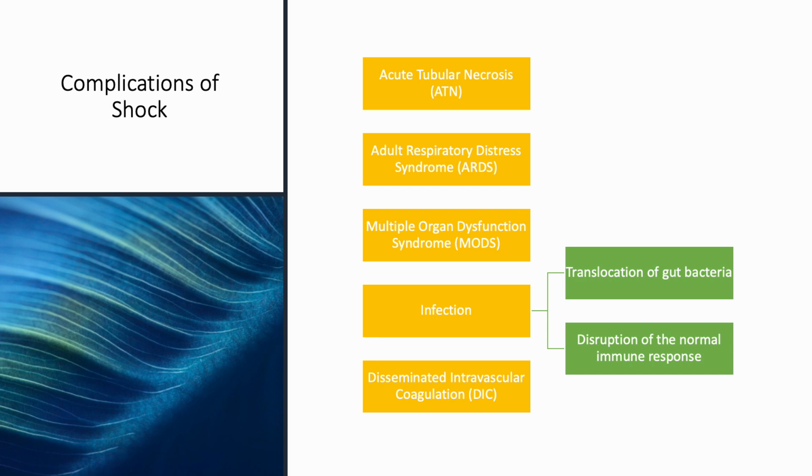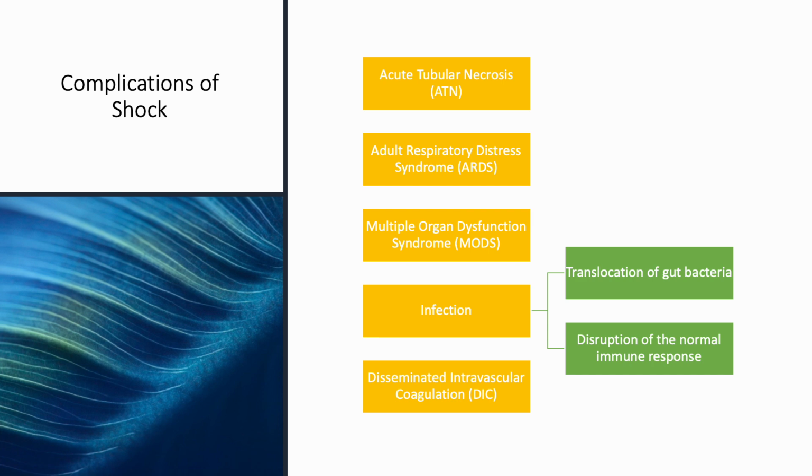Adult respiratory distress syndrome, or ARDS, a severe lung condition where fluid collects in the lungs' air sacs, leading to severe respiratory failure. You've got multiple organ dysfunction syndrome, or MODS, a progressive failure of two or more organ systems. A significant and often fatal complication of shock.